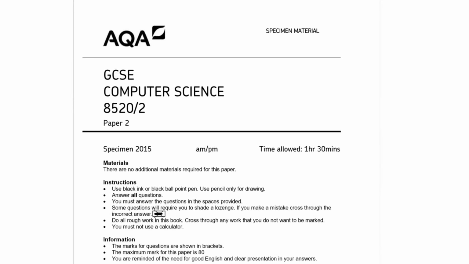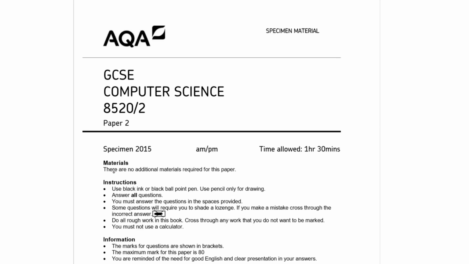Hey, this is a walkthrough of the AQA GCSE Computer Science Paper 2 Specimen paper. So this wasn't a real paper, this was produced just as an example of what a real paper would look like. It's from the exam board in 2015, but it's still useful to practice even though there aren't any grade boundaries to compare your mark to.